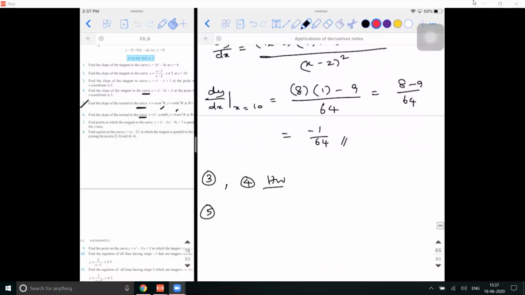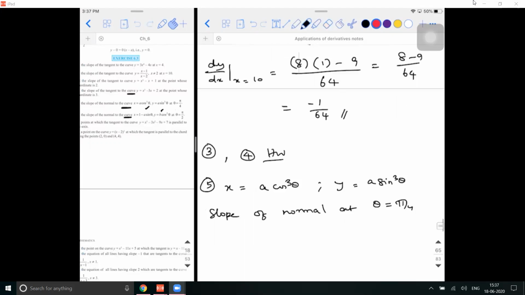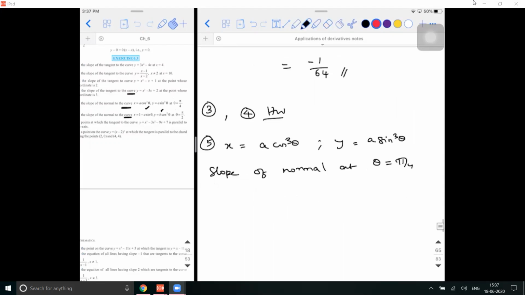Fifth, we will do. So the fifth question is, x is equal to a cos cube theta and y is equal to a sin cube theta. So you need to find the slope of the normal. So we need to find slope of normal at which point? At theta is equal to pi by 4. So how to do that? Find dy by dx first.